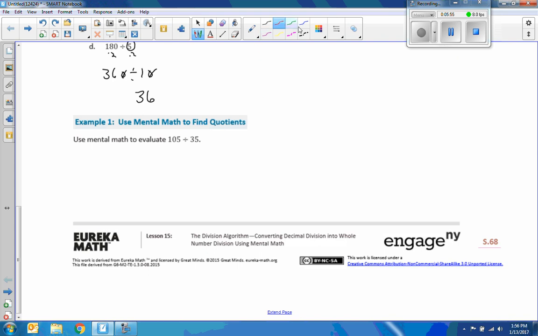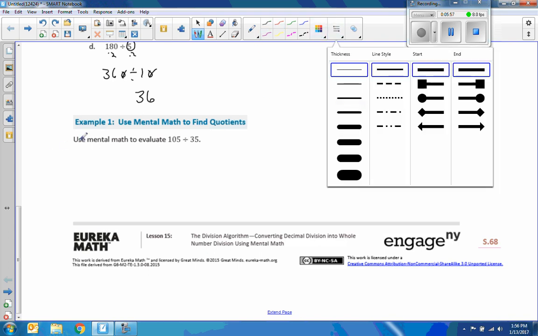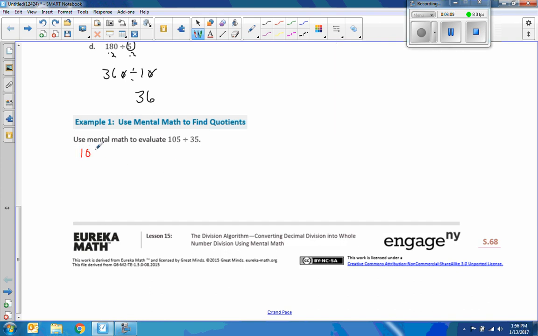Okay, so now let's move on to the next problem. And it says, use mental math to evaluate 105 divided by 35. Okay, so if I double both of these, so if I write it this way, 105 divided by 35, and I double both of them, so I multiply by 2 over 2, then I get 105 times 2, which is 210, and I get 35 times 2, which is 70.